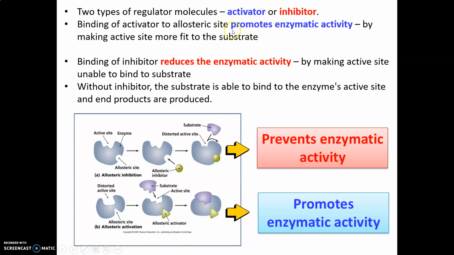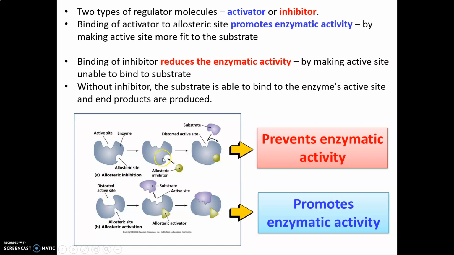Dia bind dekat allosteric site, dia akan promote enzymatic activity dengan cara apa? Making the active sites more fit to the substrate. Okay. On the other hand, ada satu lagi regulator molecule yang kita panggil inhibitor. Dah nama pun inhibitor, dia akan reduce the enzymatic activity by making active site unavailable to bind with the substrate. Kalau awak tengok dekat sini, okay, contohnya kita ada this allosteric site, akan adanya allosteric inhibitor.